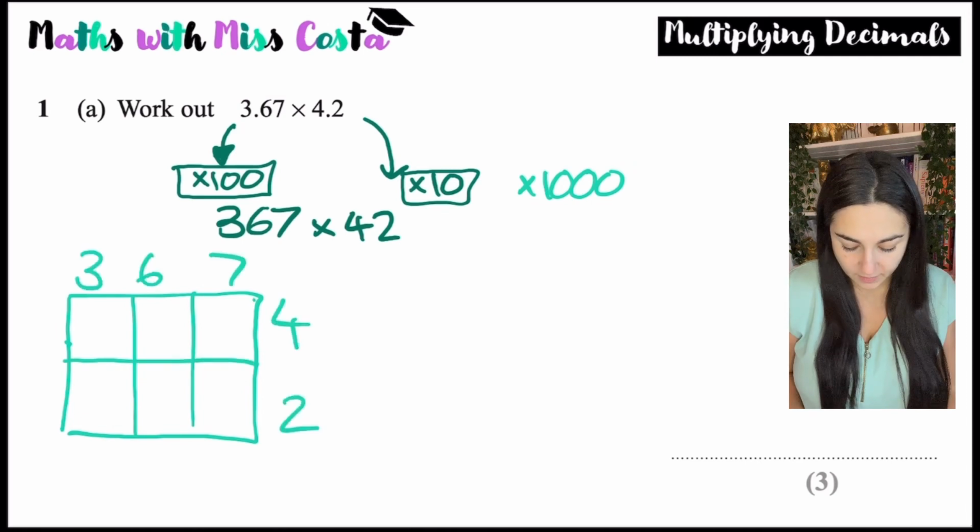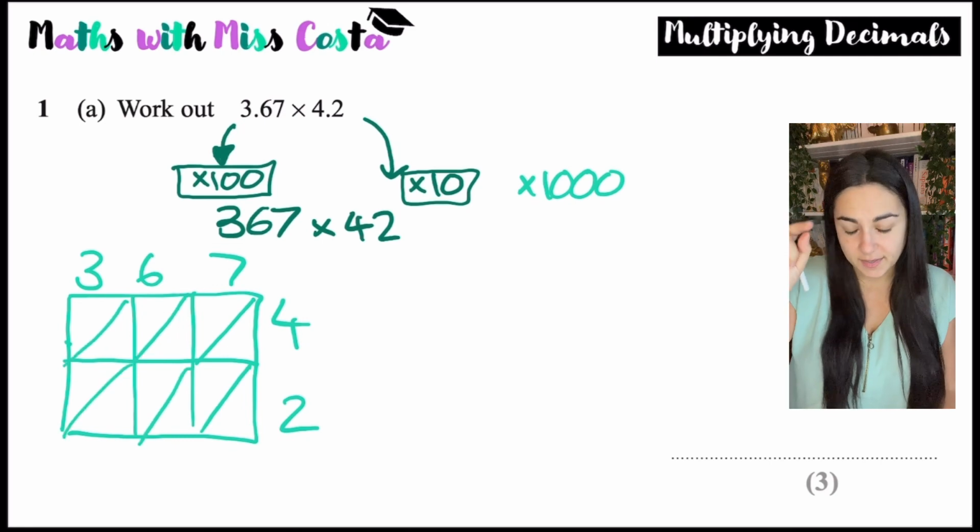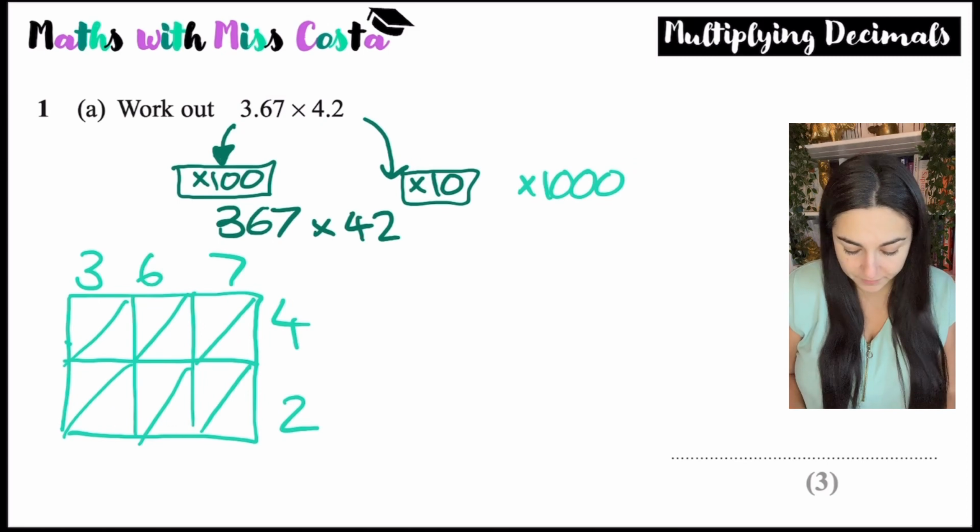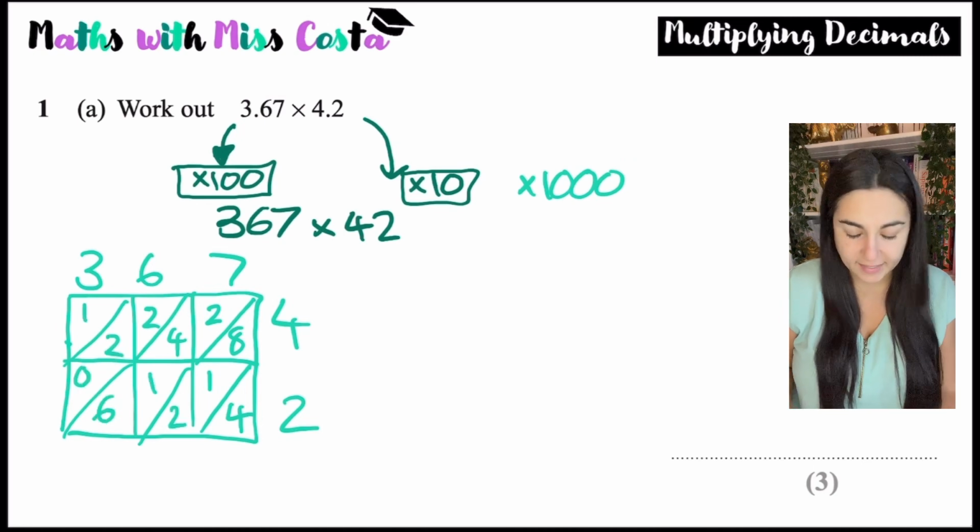So I draw out my little square grid, I divide everything into two using a diagonal, and then I just multiply the single numbers. So 7 times 4 is 28, 7 times 2 is 14, 6 times 4 is 24, 6 times 2 is 12, 3 times 4 is 12, and 3 times 2 is 6.